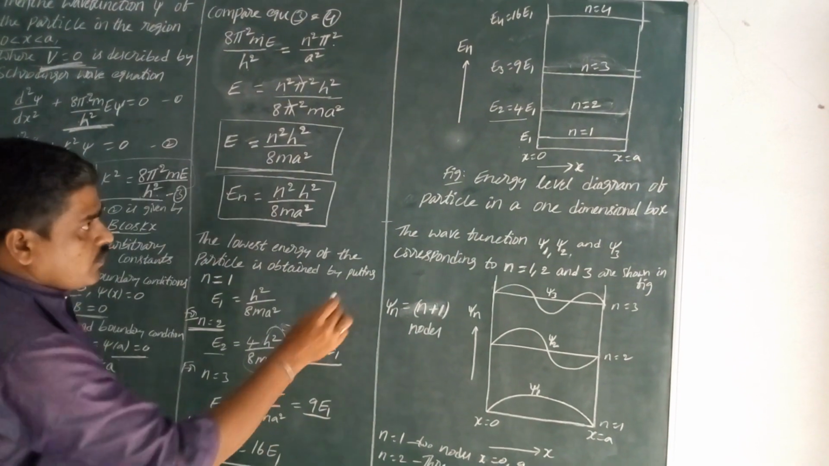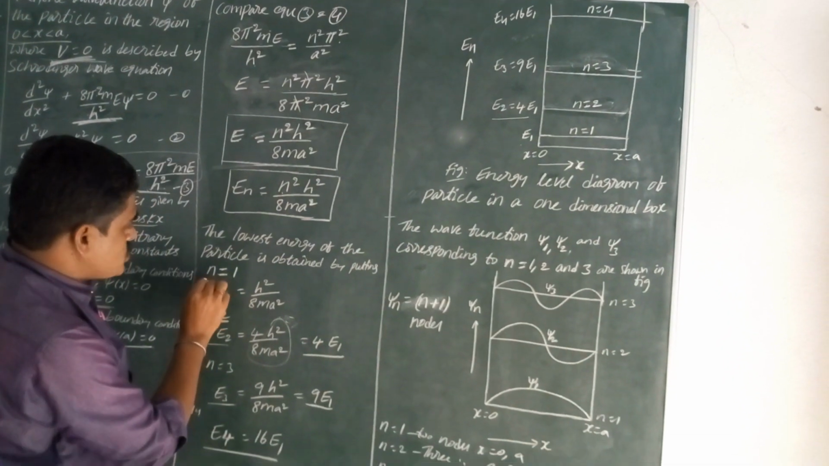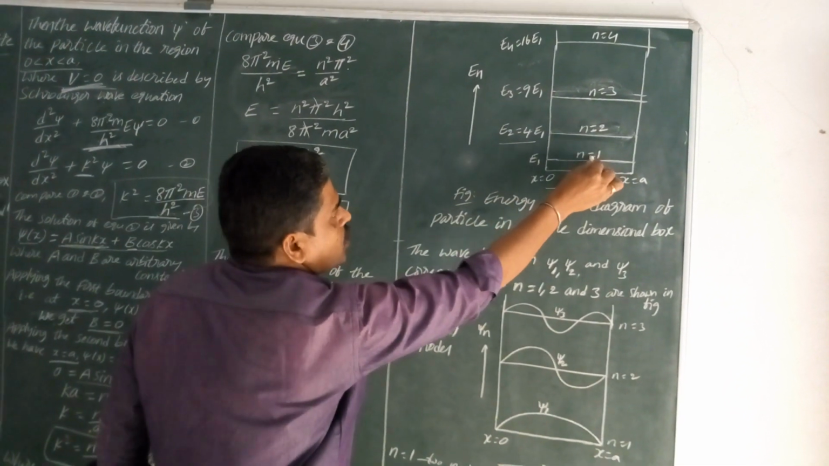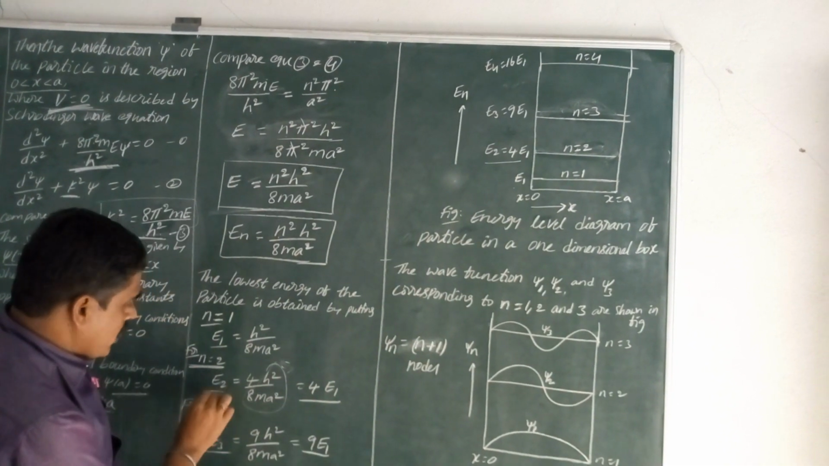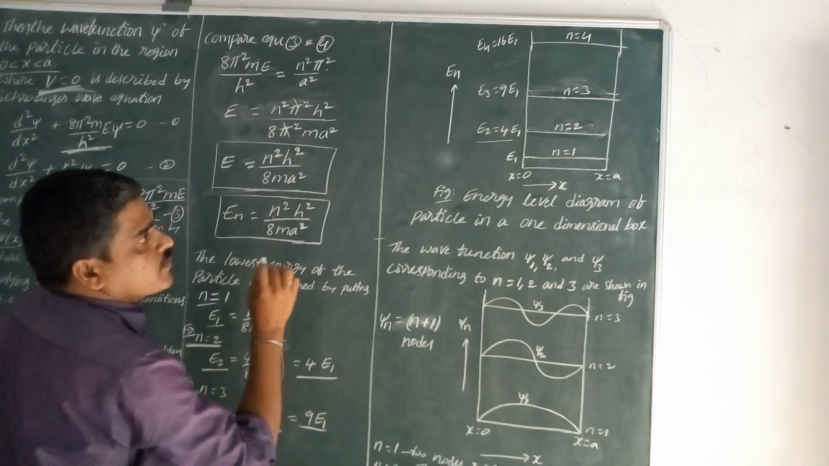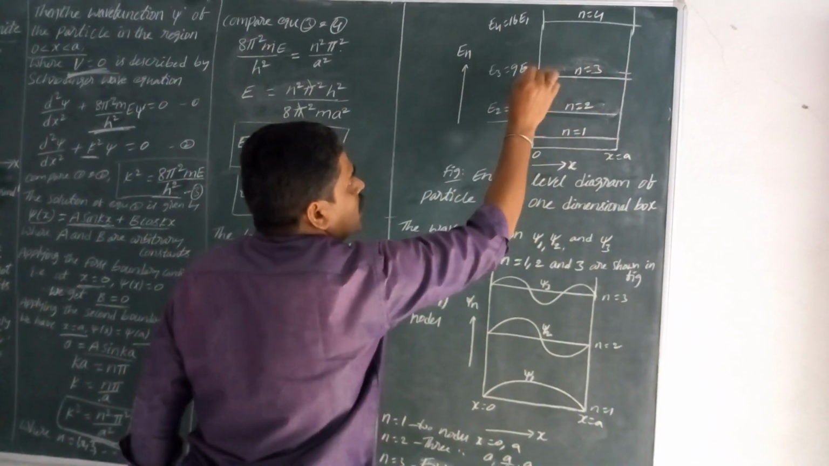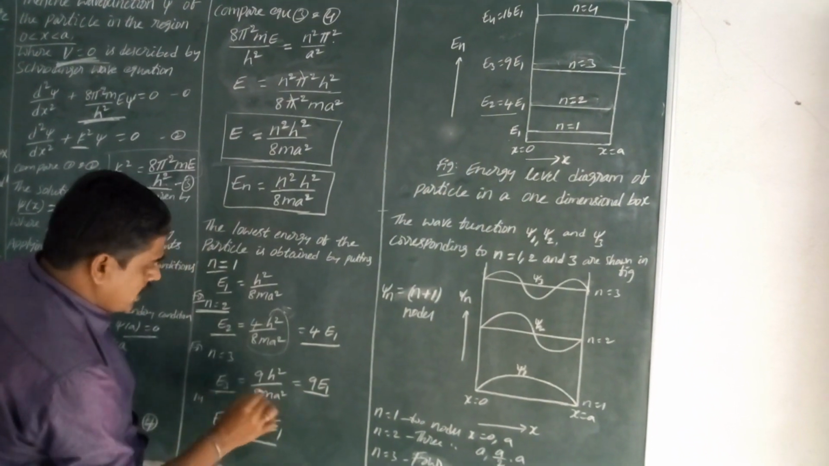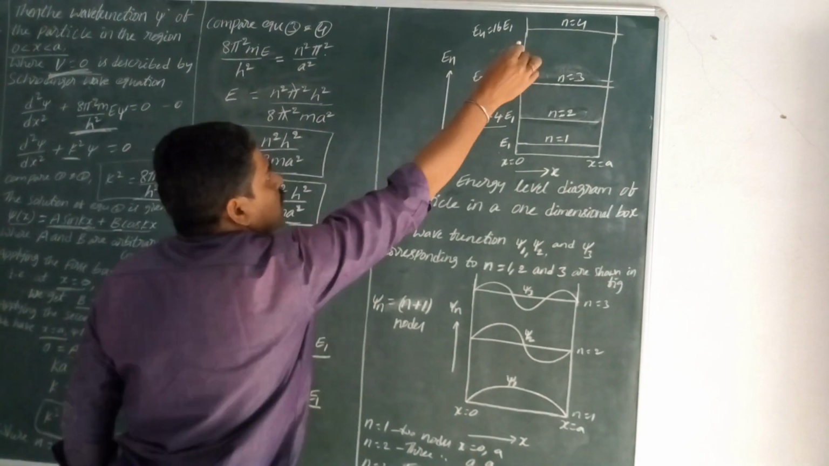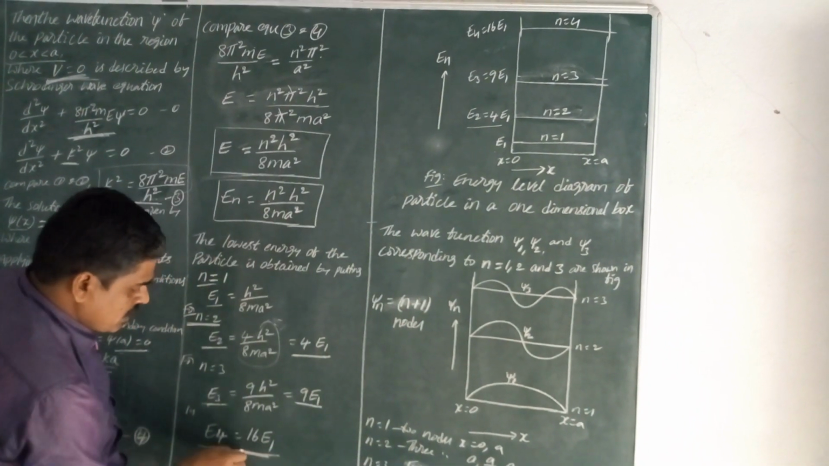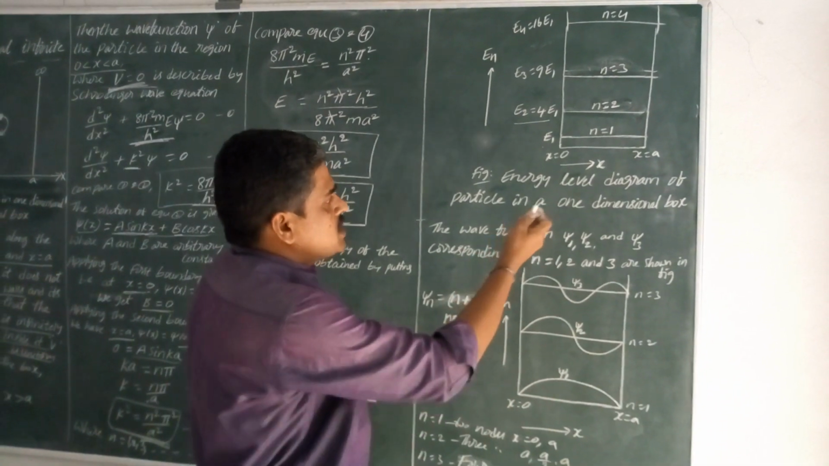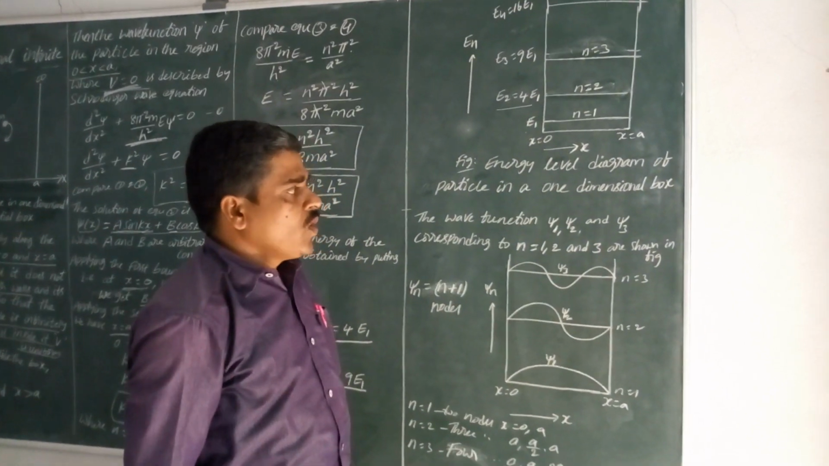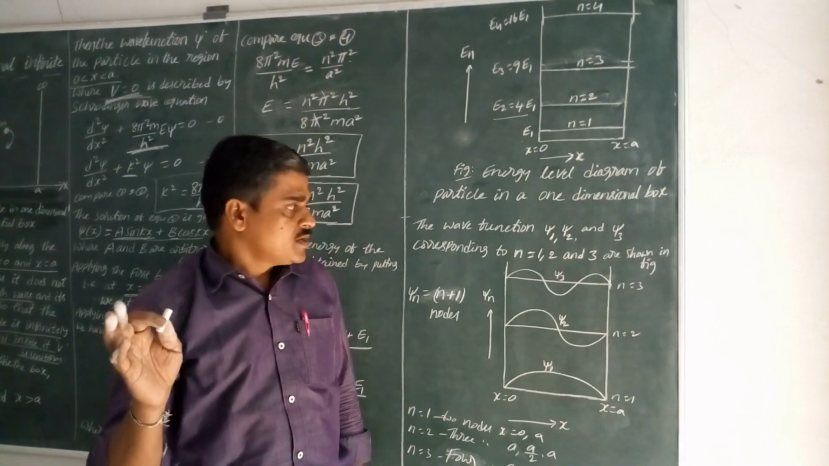You can get, for n is equal to 1, E1. For n is equal to 2, 4 E1. For n equal to 3, 9 E1. For n equal to 4, 16 E1. This is the energy level diagram of a particle in a one dimensional box.